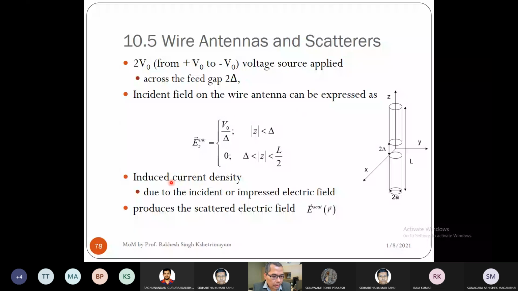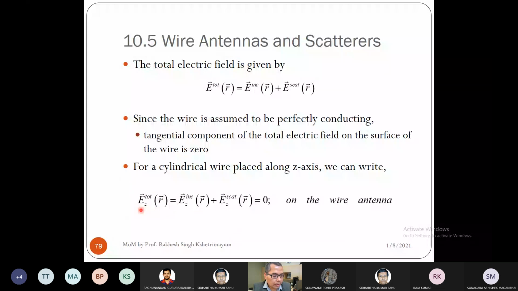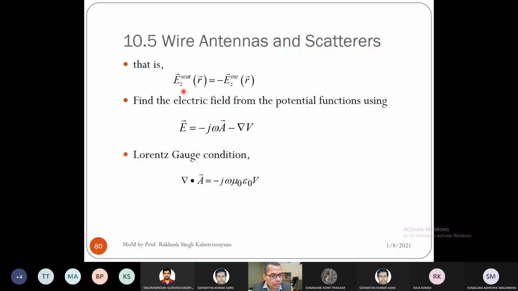And you look at this wire here. If your field is along the z-axis, you can observe that it is a tangential field. This is a conductor, a cylindrical conductor here. Any field along the z-axis would always be tangential to this conductor. So all of them are tangential electric fields. So E total along the z-axis, which is a tangential field, would be E incident plus E scattered, and it should be equal to 0 on the wire antenna because the wire antenna is a conductor. Then you can also write Ez scattered is equal to minus Ez incident.